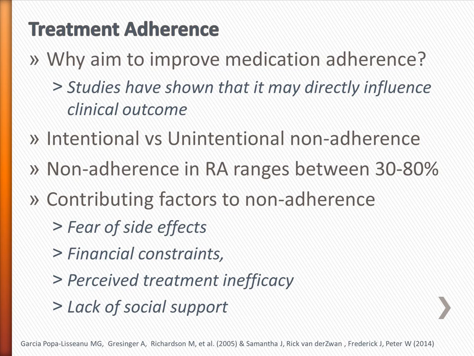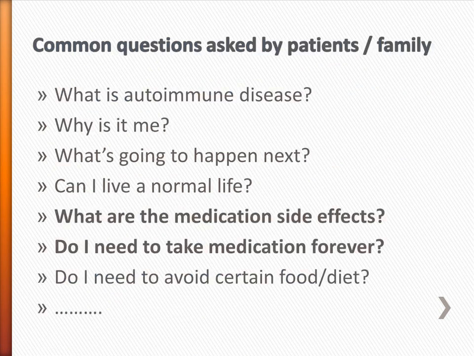Non-adherence in rheumatoid arthritis ranges between 30 to 80%. Some of the contributing factors to non-adherence are fear of side effects, financial constraints, as I have mentioned earlier, perceived treatment inefficacy, or lack of social support. Some of the questions that patients commonly ask: what is autoimmune disease? Can I live a normal life? What are the medication side effects, and whether do they need to take the medication forever?